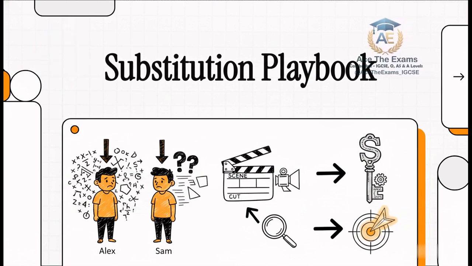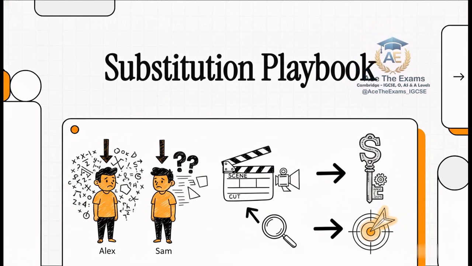Sam, on the other hand, is our rusher. Sam races through the paper, completely missing the specific command word requirements of the question. Sam sees the word solve and just starts throwing numbers at the page without identifying the structure. Both of them are leaving massive amounts of marks on the table.